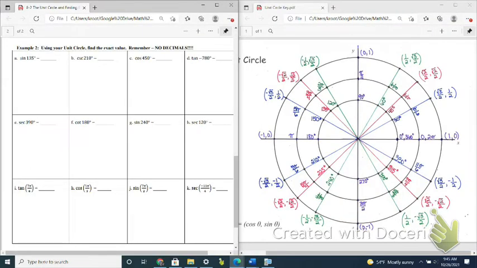So this first one is sine of 135 degrees. So I look on my unit circle, I find 135 degrees. Sine, so it goes cosine, sine, is my y coordinate. So it is simply just square root of 2 over 2. Okay? I just use my unit circle to find it.